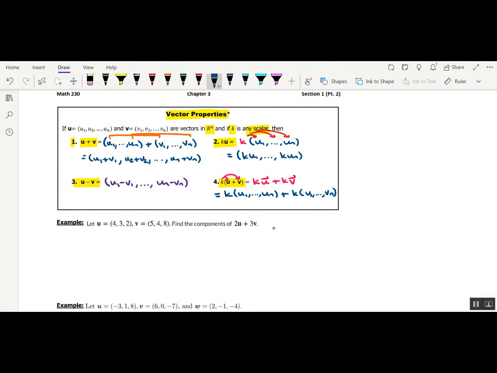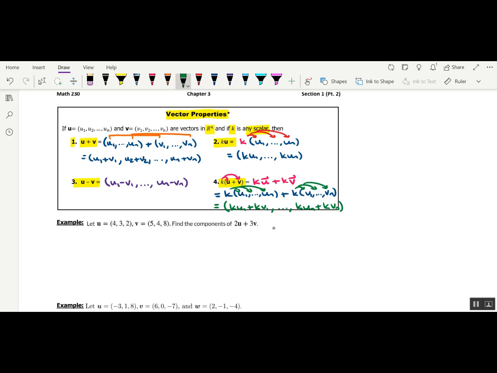Based on property 2, you can distribute the scalar k to all the components from vector u, and the scalar k to all the components from vector v. At the end of the day, we'd have the following sum: parentheses k u1 plus k v1, that's the first component, comma, dot, dot, dot, k un plus k vn.